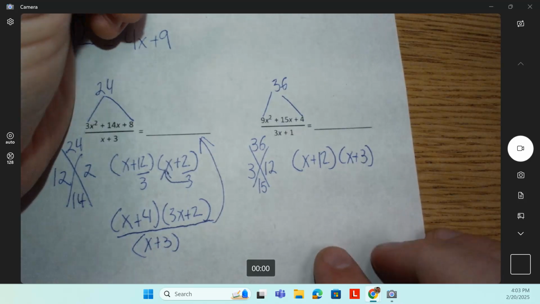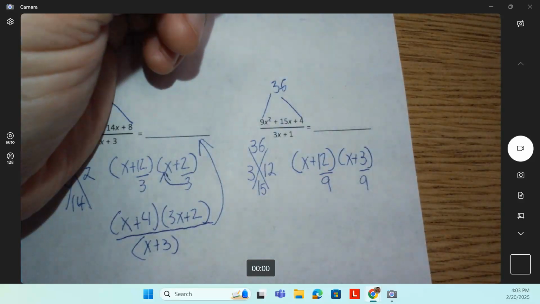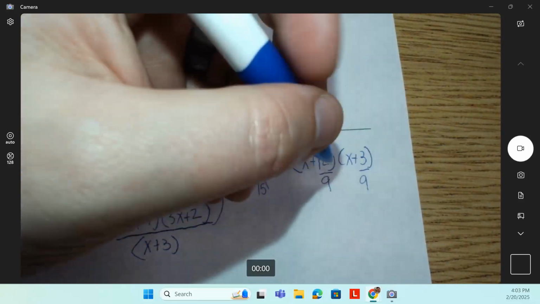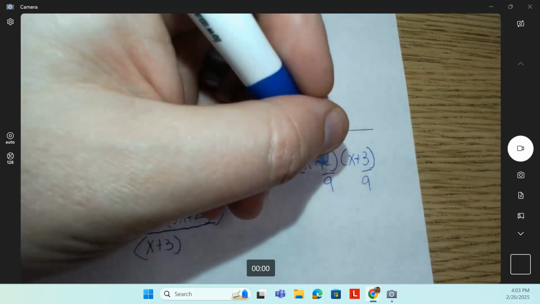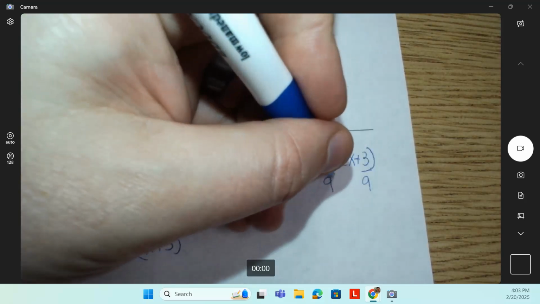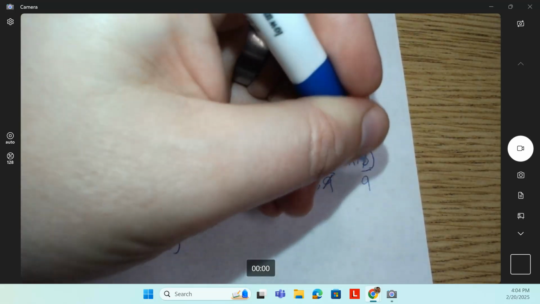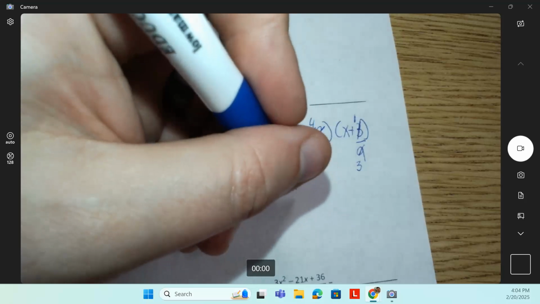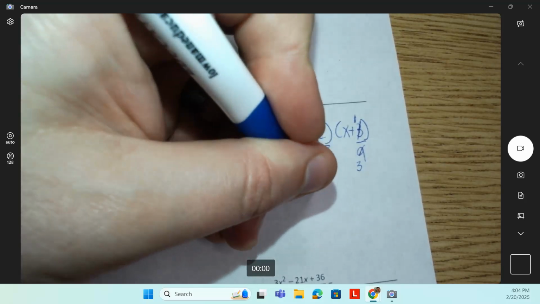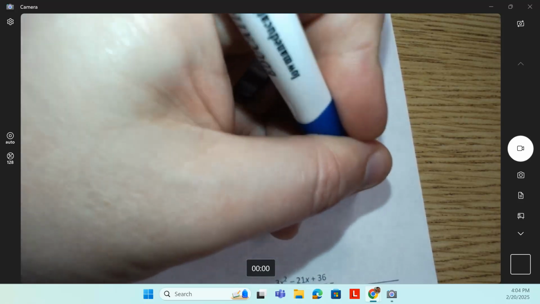Now I've got to divide those by 9. When I divide those by 9, neither will divide all the way out, but they will simplify some. When I simplify, that becomes 4 over 3, and 3 over 9 becomes 1 over 3. That gets rewritten as the 4 stays in the back, 3 moves up front, so 3x plus 4, and the 1/3 I rewrite as 3x plus 1.